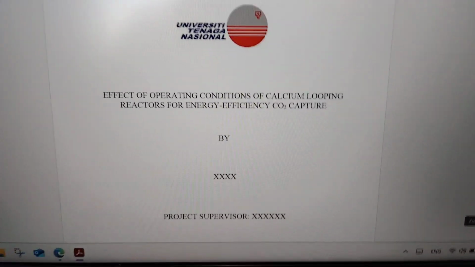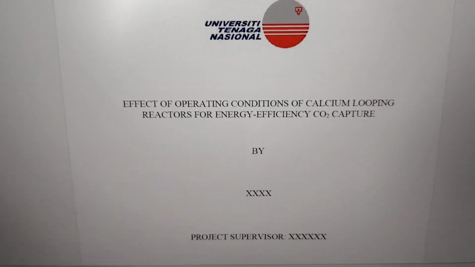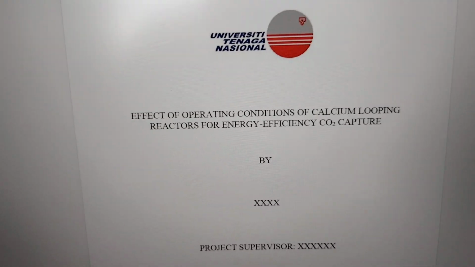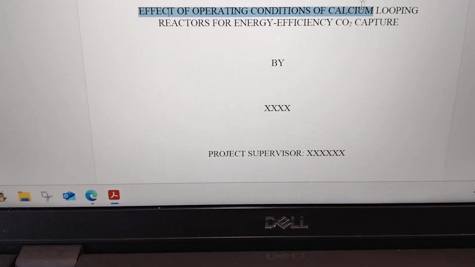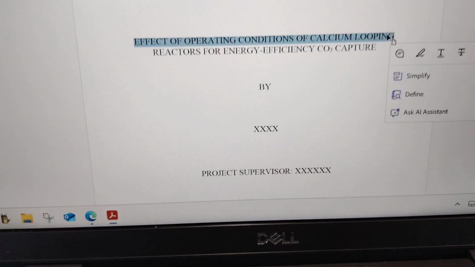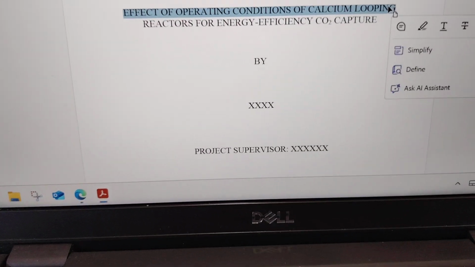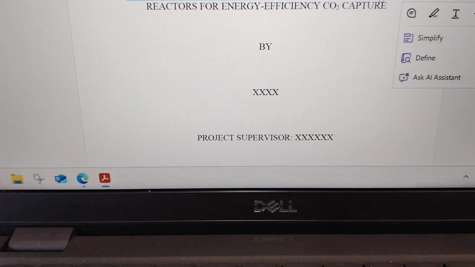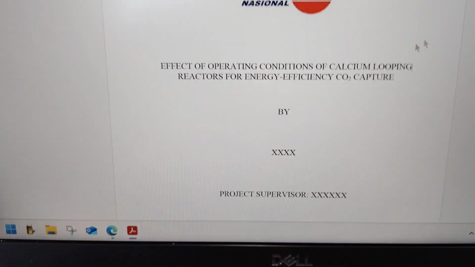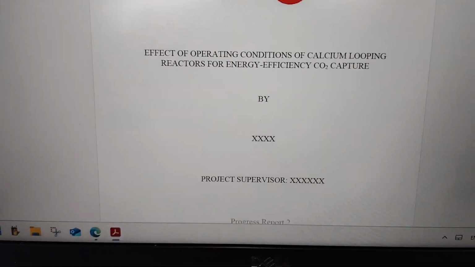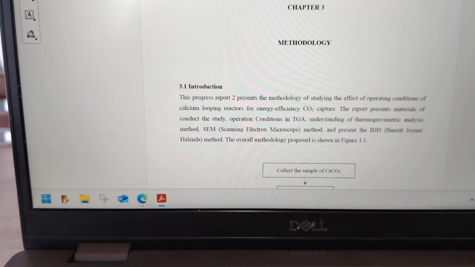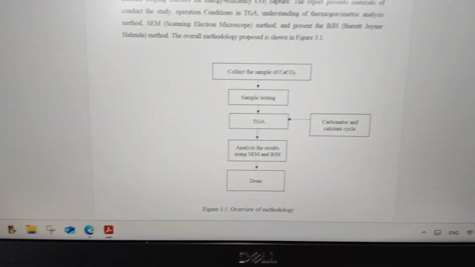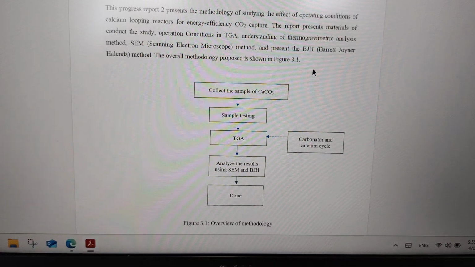Okay, now I'm going to explain what happened to your project regarding the effect of operating conditions of the calcium looping reactor for energy-efficient carbon dioxide capture. Let me explain what I wrote here. Everything follows your supervisor's recommendation, so you don't need to worry about that, but I added on something.